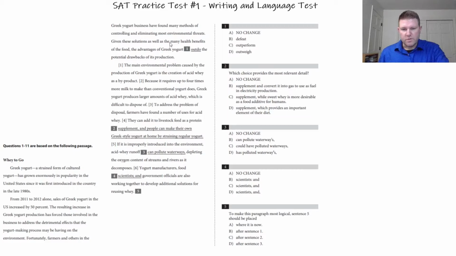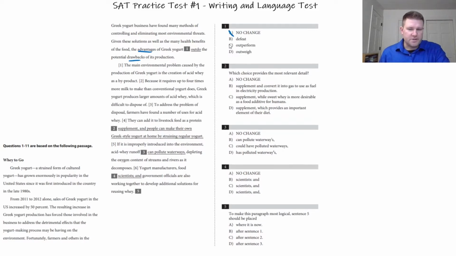Given these solutions as well as the many health benefits of the food, the advantages of Greek yogurt outdo the potential drawbacks of its production. So this is a word choice question. So is outdo appropriate here? You're trying to establish the relationship between advantages and drawbacks. Would you say the advantages outdo the drawbacks? Not really. That's kind of like saying they outperform them, and it's not really people we're talking about here, right? It's advantages versus disadvantages. So you can chop A for that reason.